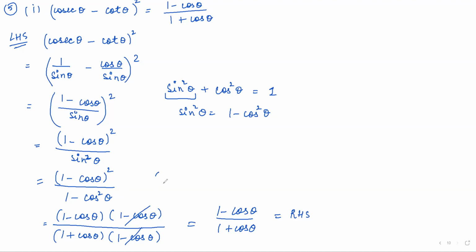So at this step, I'm using a squared minus b squared equals a plus b into a minus b. Actually, at this step, right? This step I'm using a plus b, a minus b.